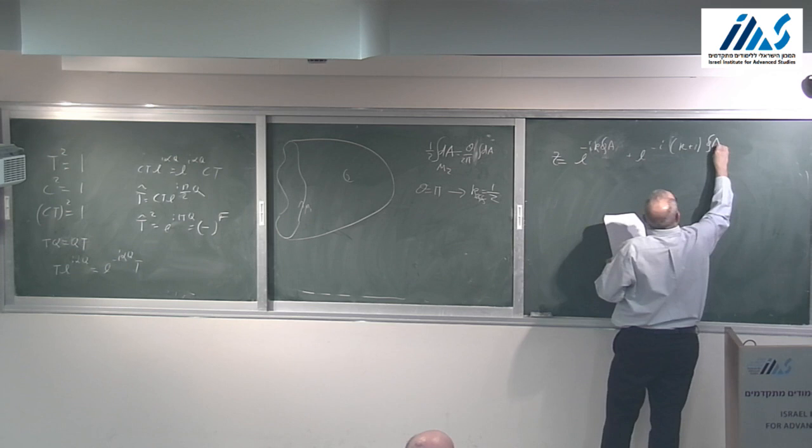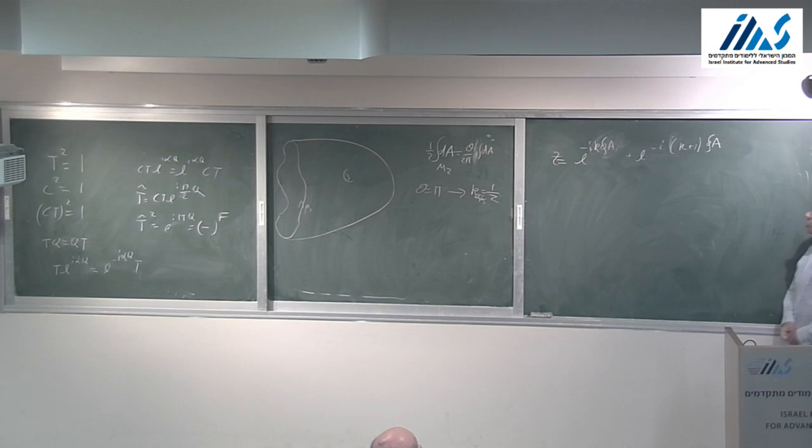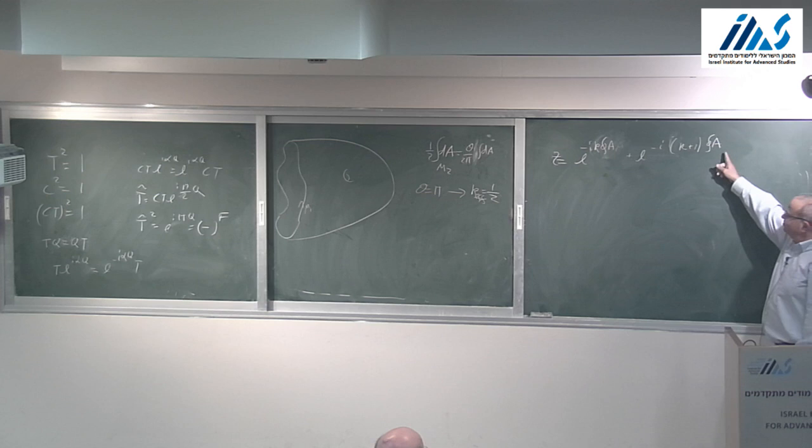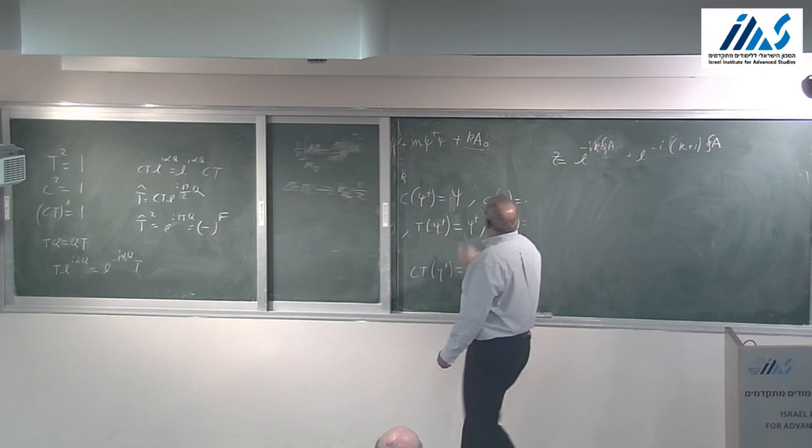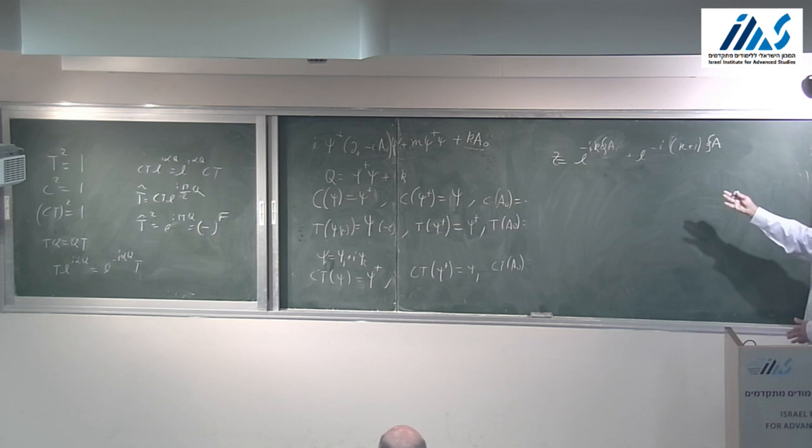So there are two states. They both contribute to the partition function. One of them has charge k, and the other has charge k plus 1. This factor comes from the term in the Lagrangian where I had k a. I believe it's here. Yeah, it comes from this term. And there might be an a-independent prefactor that depends on ground state energy and so forth, but I'm not going to pay attention to that. So that's the partition function.